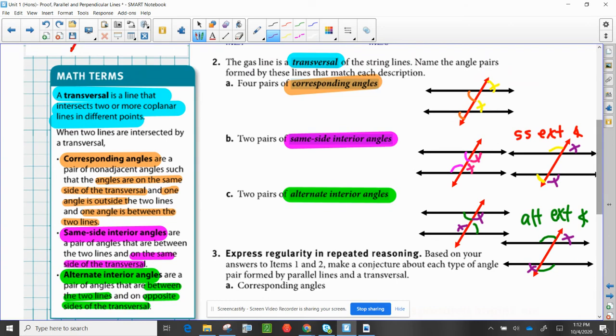So again, corresponding angles, they're kind of matching angles on the same side of the transversal. Same side interior, they're on the same side of the transversal inside the parallel lines. Same side exterior, they're just outside the parallel lines. And then alternate interior angles are both inside the parallel lines, so between the two lines, but on alternating or opposite sides. Same thing with exterior, they're just outside the parallel lines.